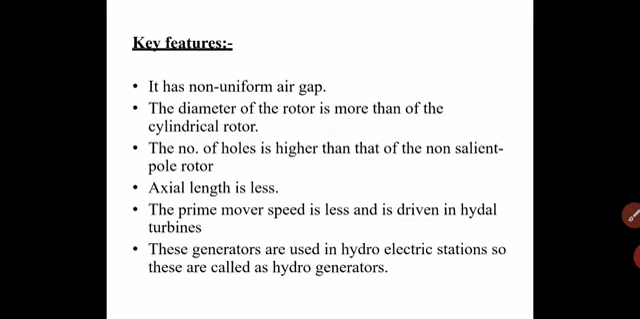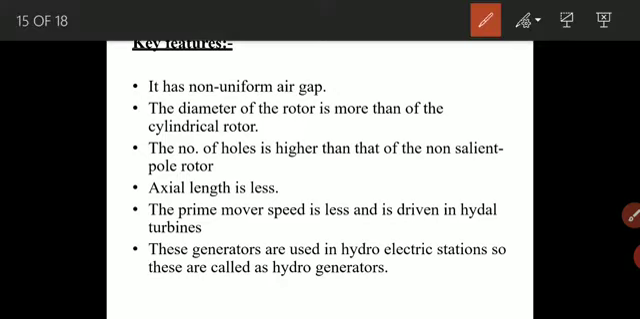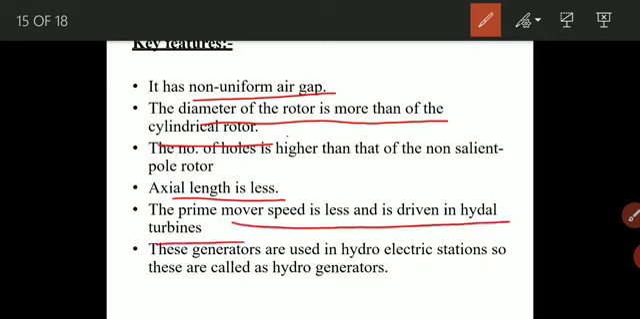So what are the key features of this type of rotor? Non-uniform air gap, already explained. The diameter of the rotor is more than the cylindrical rotor type. The number of poles is higher than that of the cylindrical type rotor. Axial length is less. The prime mover speed is less and it is driven by hydraulic or hydroelectric turbines.